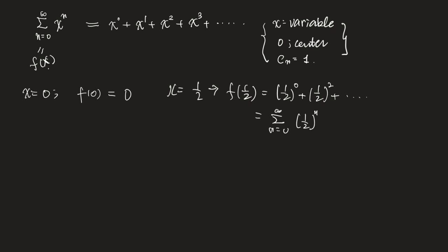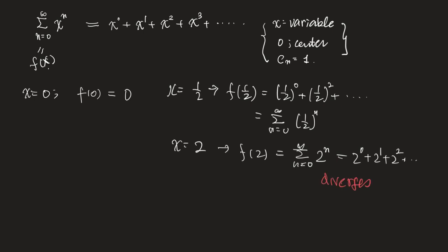This is a geometric series. We can find the sum. That makes sense, right? But for f of 2, summation n equals 0 to infinity of 2 to the n, this is 2 to the 0, 2 to the 1, 2 squared. Oh, this diverges. So we cannot define this value. We can only define it for x equals 1.5, x equals 0. How can we find the domain of f of x? So we're going to find the domain of f of x. We call that the radius of convergence.